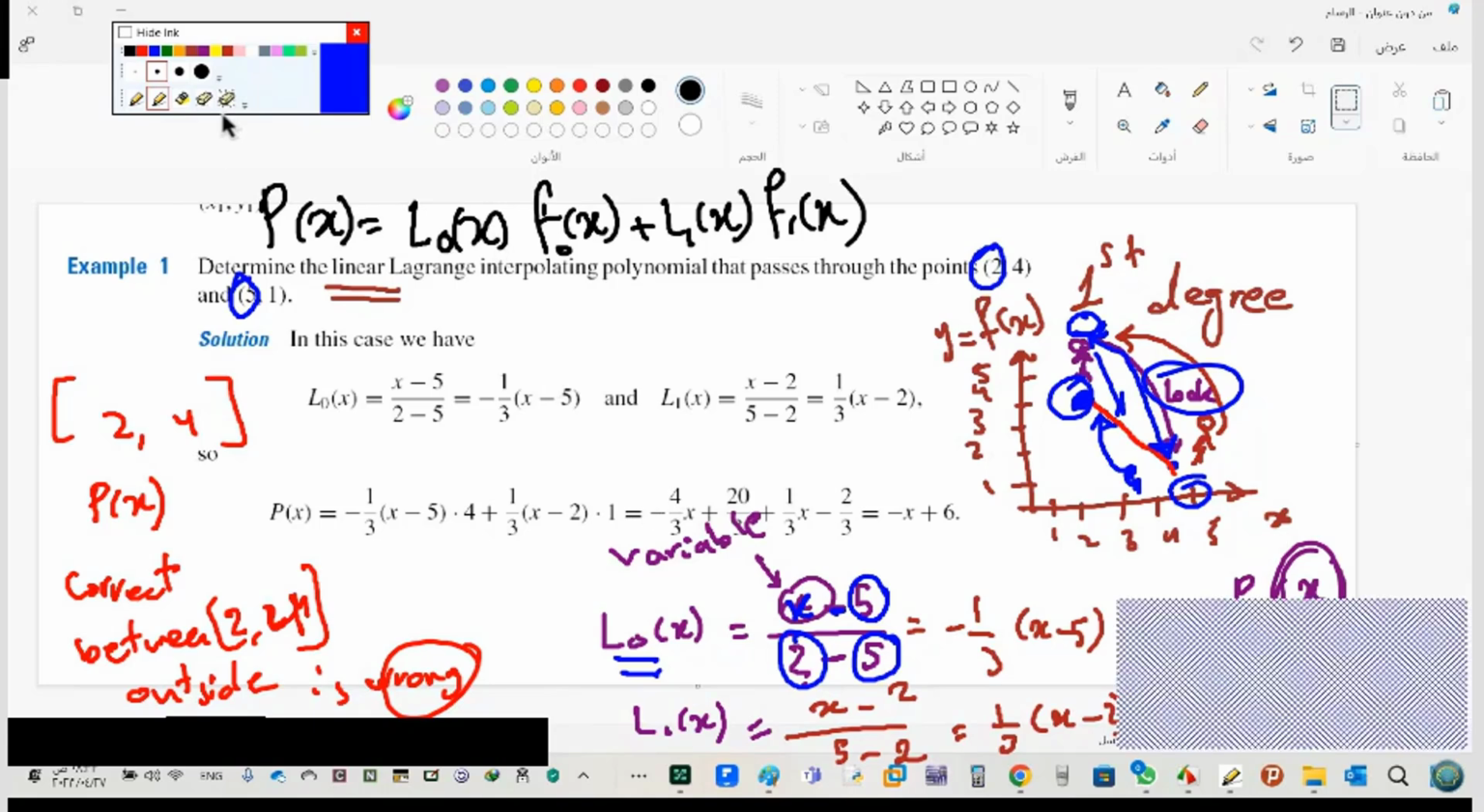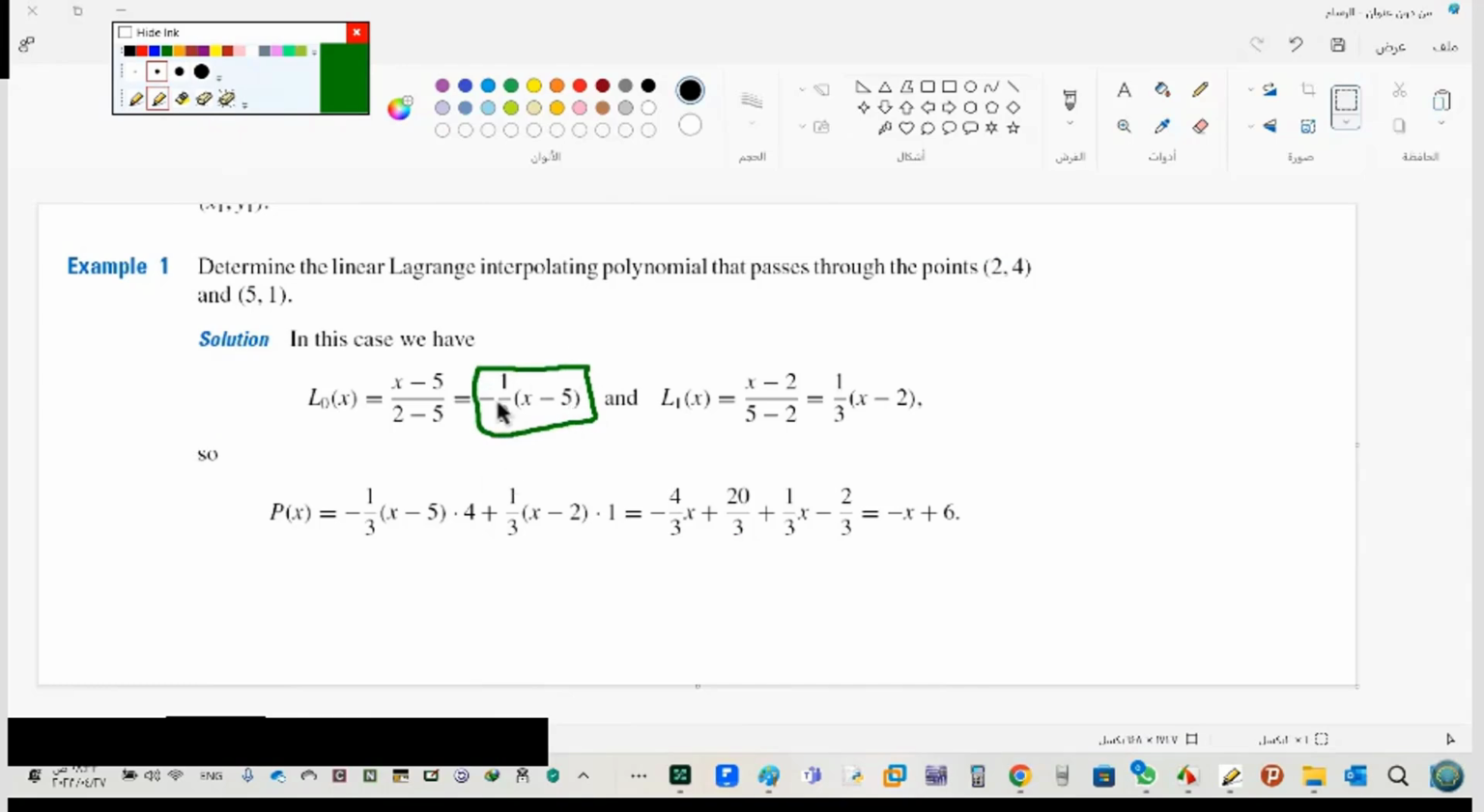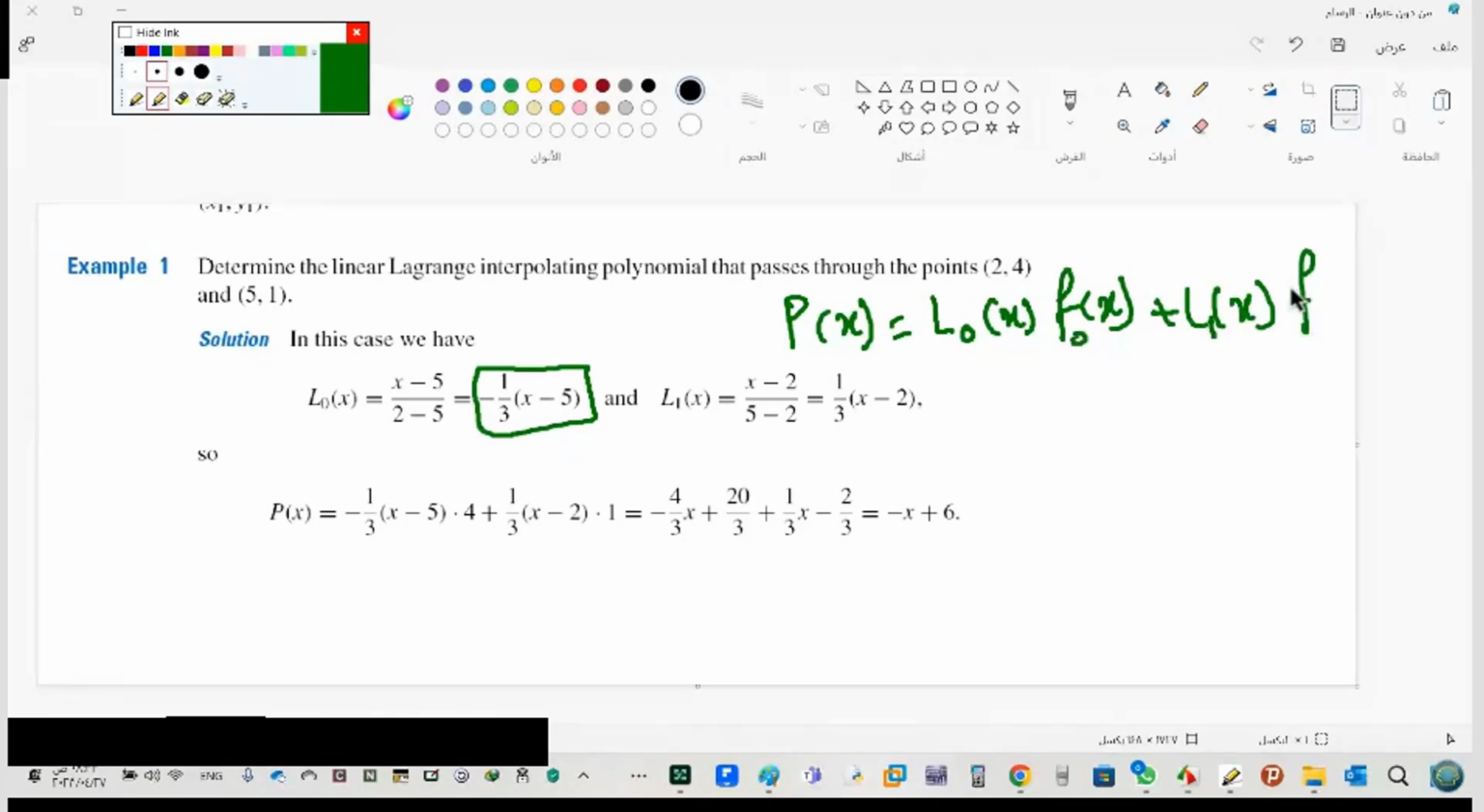After that, thank you, Ahmed. Now after that, we have Px. I found this Lx. As I told you, Px is L0x F0x plus L1x F1x. L0x we found. Okay, for Fx here we have two ways.